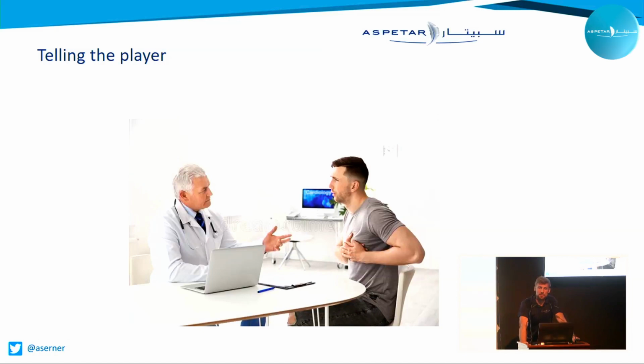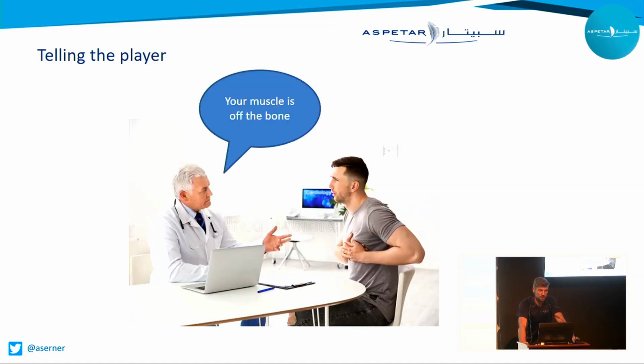But now it's time to tell the player. We have our clinical examination, we have our MRI findings or ultrasound in most cases to confirm our clinical diagnosis. You're going to tell the player your muscle is off the bone. Boom. Imagine yourself being a player, football player, and a doctor tells you that your muscle is off the bone. What will go through your mind?